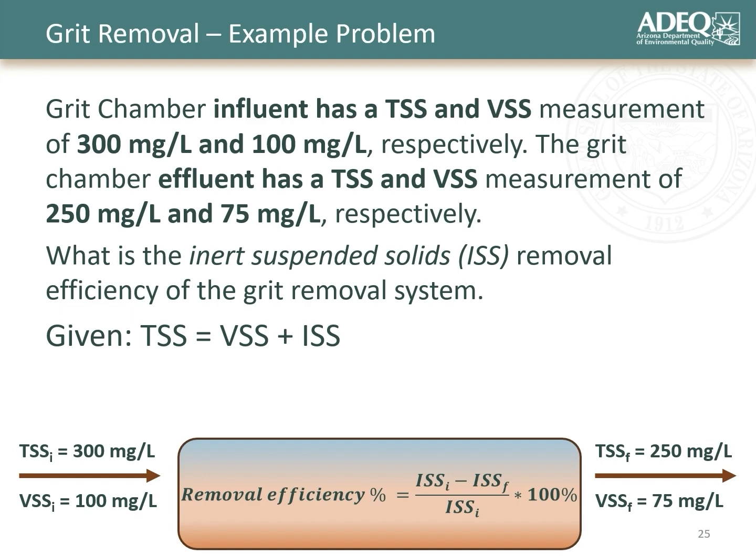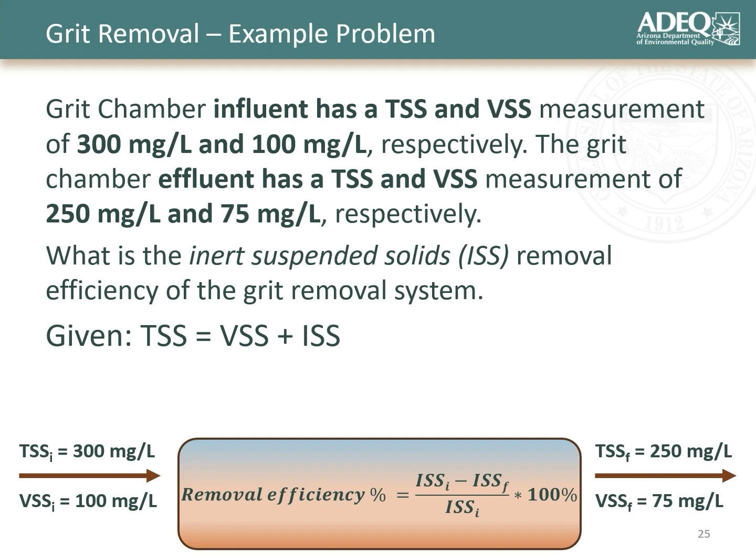So we're going to take this equation and apply it to this example here, in which we have a grit chamber in which the influent concentration of TSS and VSS is 300 and 100 milligrams per liter. And the effluent has a TSS and VSS of 250 and 75 milligrams per liter.